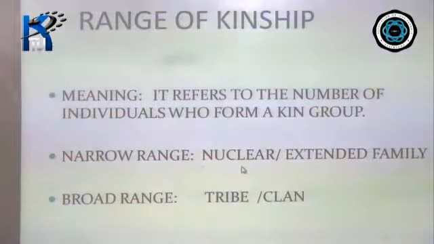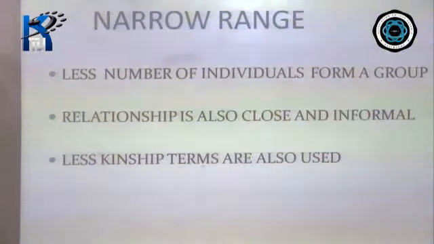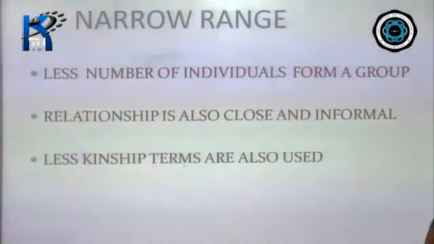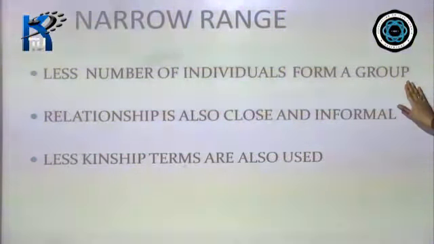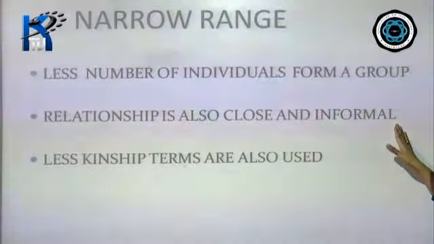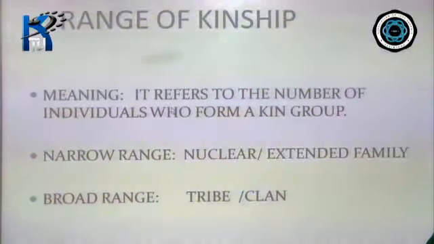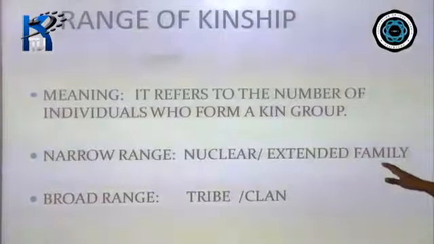Now coming to the opposite of that, which will be the narrow range. And narrow range, it's very, very simple. Narrow range here means we have a smaller number of individuals. By less, I do not mean just one or two. Less meaning here, individuals who form a group, the relationship is very close and informal, and fewer kinship terms are used. And if I can just give you the example of narrow range, we have nuclear and extended family.